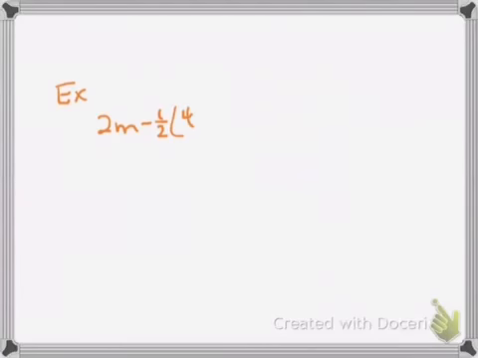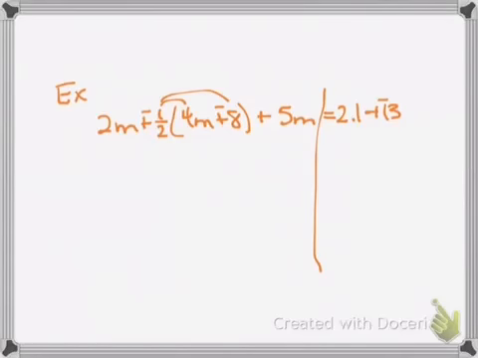Let's go to 2m minus 1/2 times the quantity 4m minus 8 plus 5m equals 2 1/10 minus 13. So if you just look at the left side and start work on it, I'm going to change all my subtractions to addition and remind myself I have to do the distributive property. So my 2m is not involved, so I do the negative half times 4m, and that's negative 2m. Negative half times negative 8 would be positive 4.